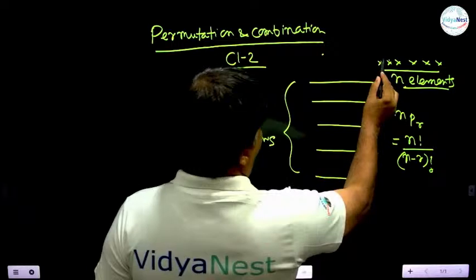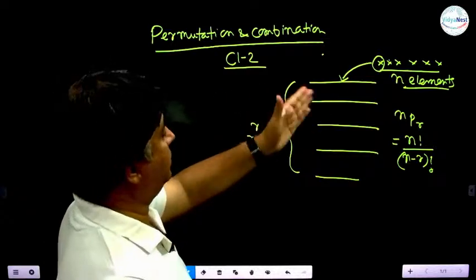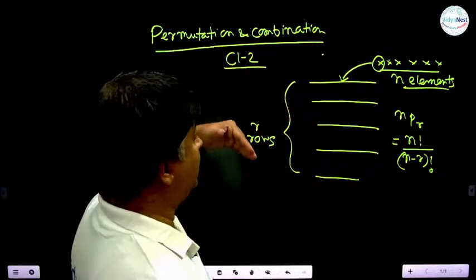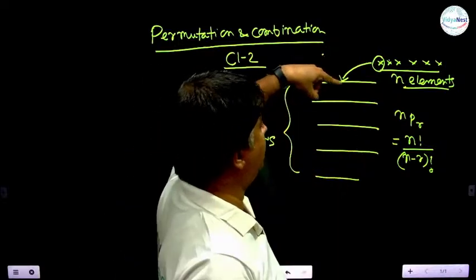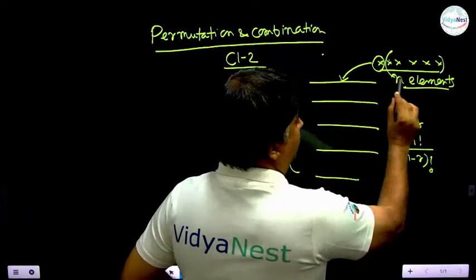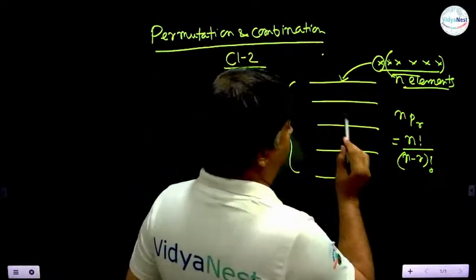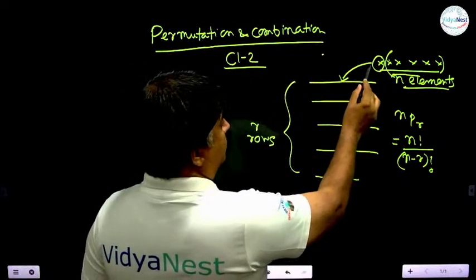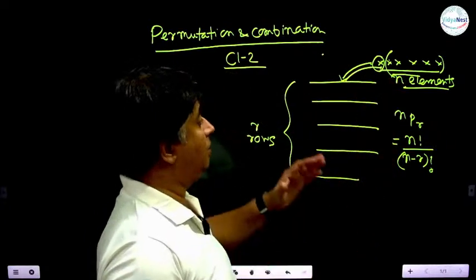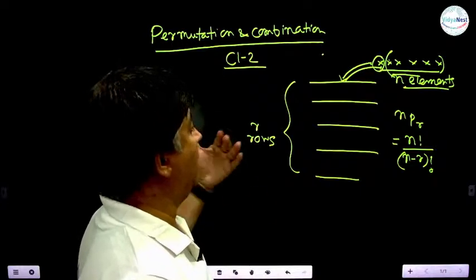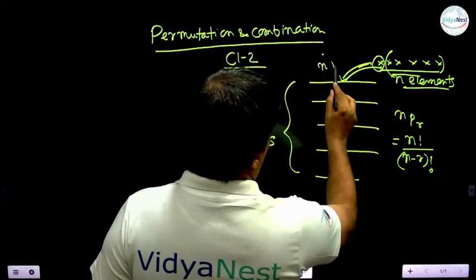Suppose the first element is chosen to fill up the first row. In the previous case where repetition was not allowed, if you chose one element, the number of elements would be reduced by 1. But right now, repetition is allowed, so once you choose this element, you have to return it, because you will have to use it again. That means the first row can be filled up in n ways.